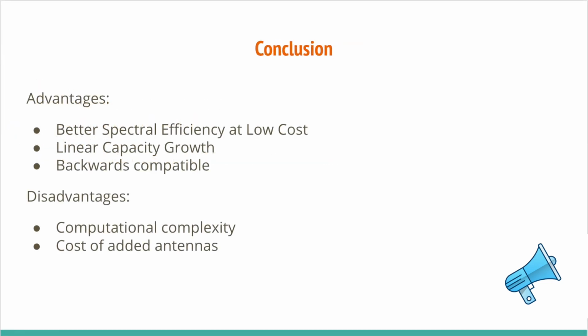Conclusion. To conclude, I'd like to give an insight of the advantages and the disadvantages of MIMO systems. Advantages are a better spectral efficiency at a low cost. MIMO drives greater bandwidth, reach, and spectral efficiency at a lower cost than alternative antenna technology. Its linear capacity growth: MIMO systems capacity grows linearly with the number of antennas. So 2x2 MIMO doubles the capacity, 4x4 quadruples capacity, and so on.